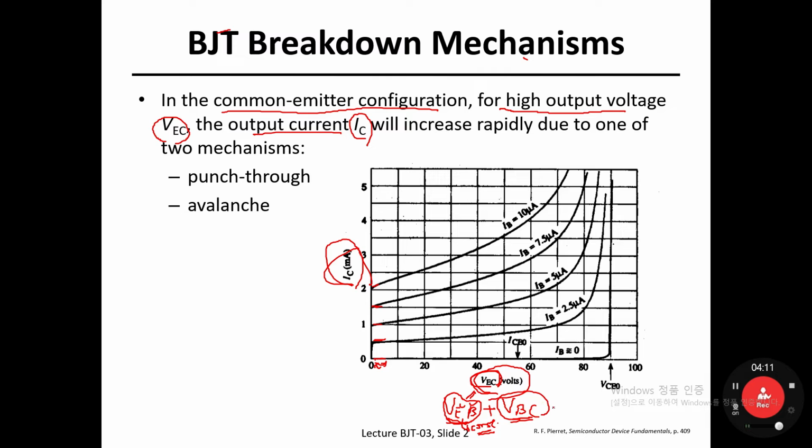But what is the physical meaning of this value in your PNP BJT? Base and collector, right? So in this junction, the base collector junction is reverse biased in the common emitter configuration. When VEC keeps increasing in this direction, that is equivalent to increasing your VBC. So if VBC is increasing, then your base collector junction is more aggressively reverse biased.